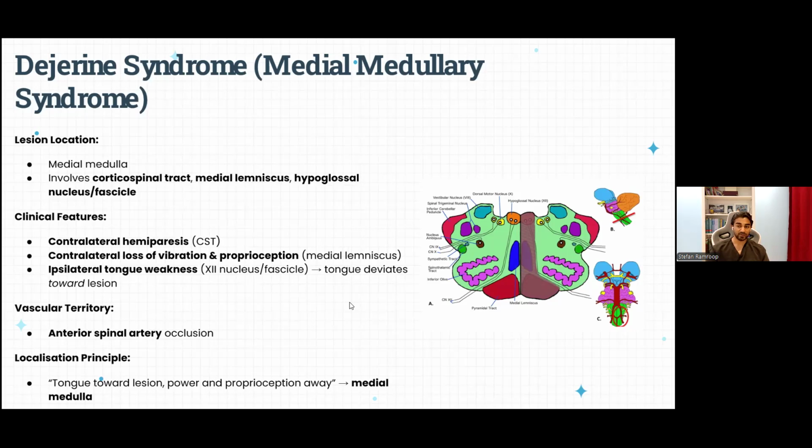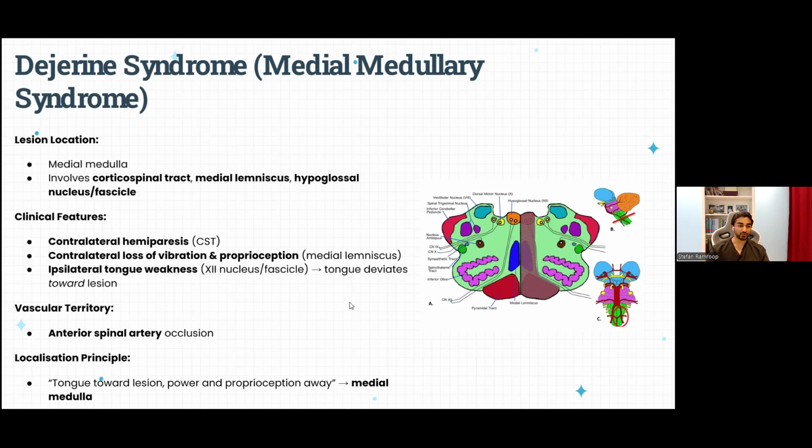And because the lemniscal fibers rotate as they ascend, this deficit affects the contralateral body with preserved facial sensation. The third component is the key localizer here, which is ipsilateral tongue weakness due to involvement of the hypoglossal nucleus or its exiting fascicles. On protrusion, the tongue will deviate towards the side of the lesion. This will distinguish your medial medullary pathology from cortical causes of dysarthria and from your lateral medullary lesions, which will spare your hypoglossal system. Here, the vascular supply is typically the anterior spinal artery, which perfuses the medial medullary territory.